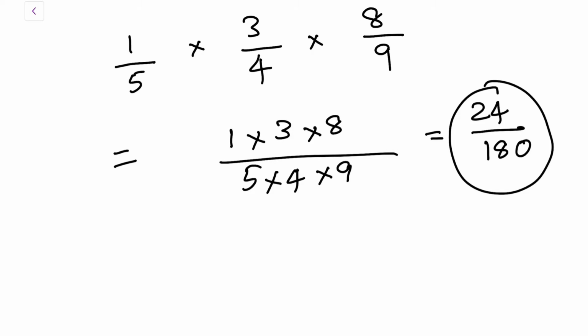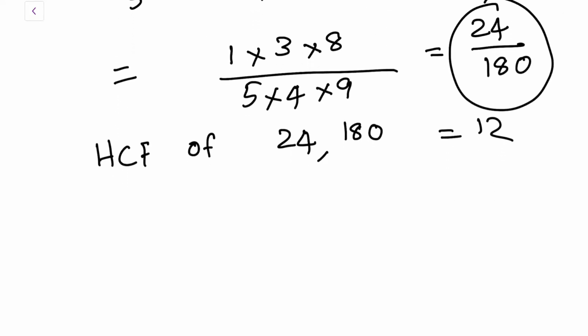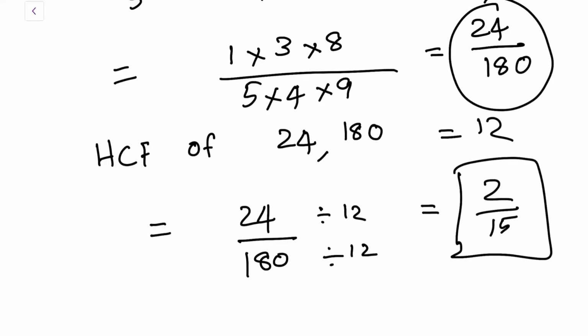Remember, in the previous chapter we've seen it. You just have to take the HCF of 24 and 180. If you do that, you will get the HCF as 12. Now you just have to divide the numerator and denominator by 12. So 24 divided by 12, 180 divided by 12. If you do this, you will get 2 by 15, and this is your answer. This is how you do multiplication of fractions.